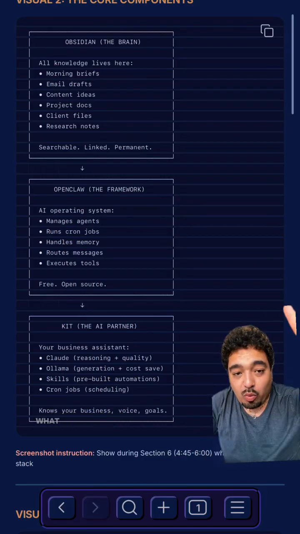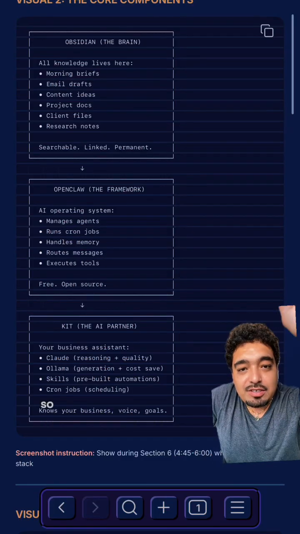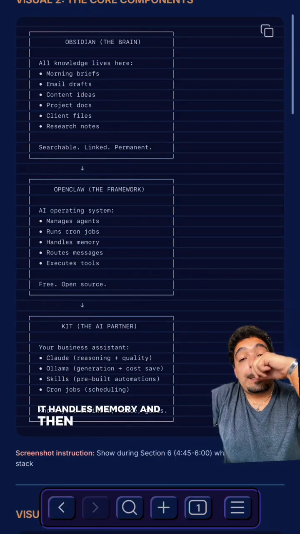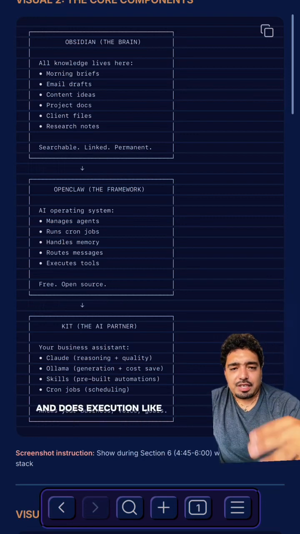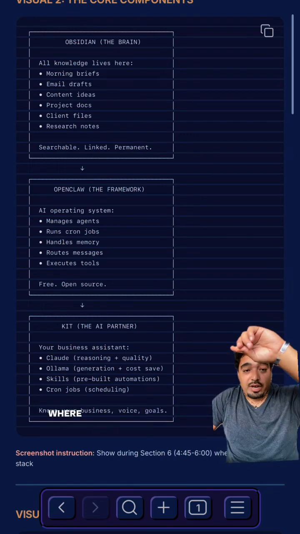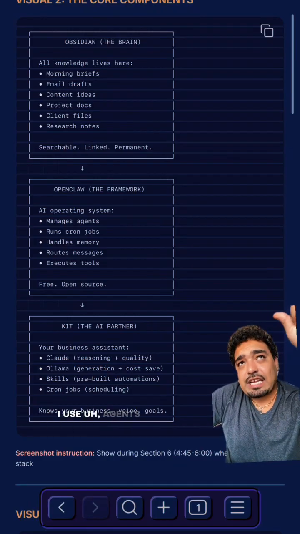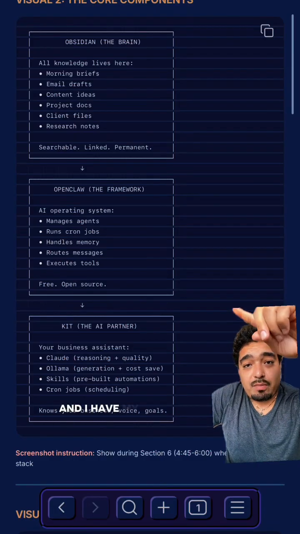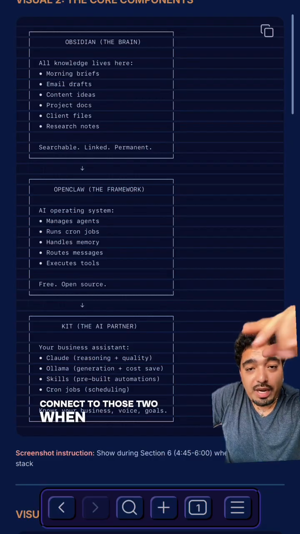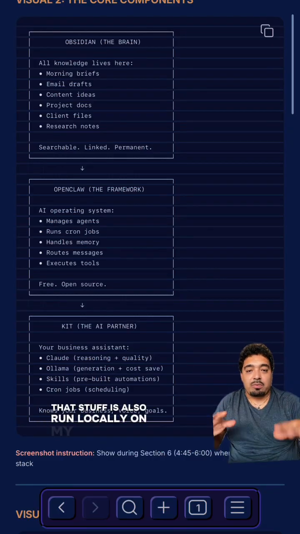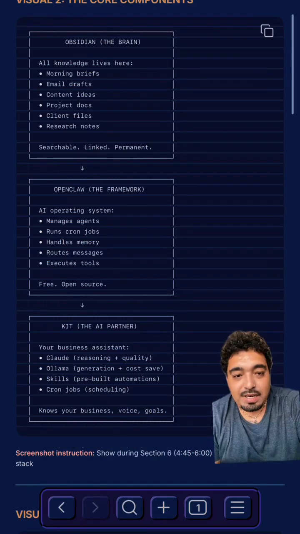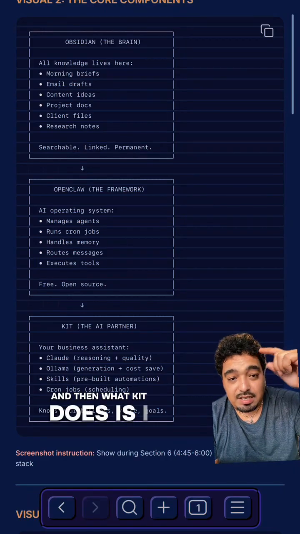What my actual agent does is it manages agents, it runs these jobs every day, it handles memory, and then takes care of messages and stuff, and does execution like coding and stuff like that. Where it's free and open source, I use agents like OpenCode, I also use Ollama, and I have my OpenClaw agent connect to those two when it needs to get things done. That stuff is also run locally on my machine, so it keeps my tokens and all my usage to a minimum.